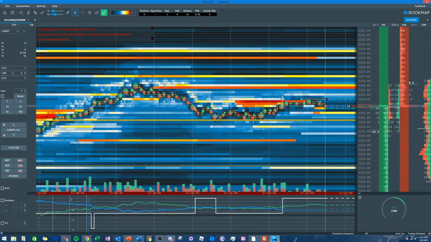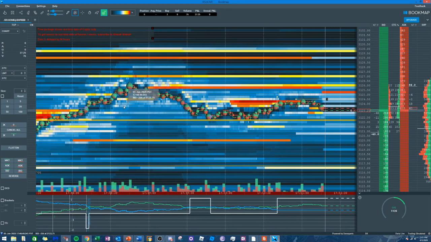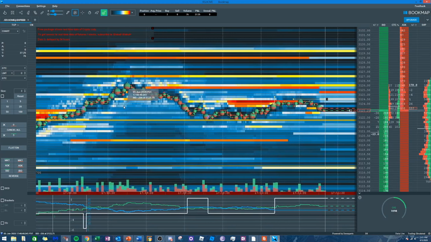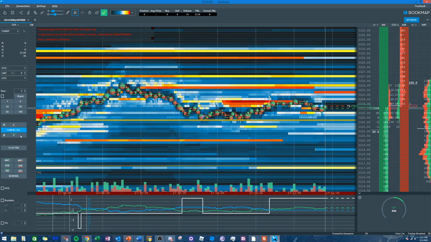Come on, market orders. I don't think it's going to make it. Alright, I'm going to cancel that then since it wasn't triggered.